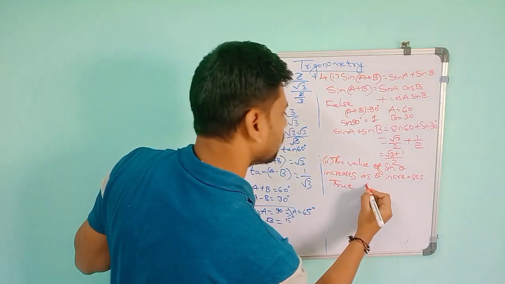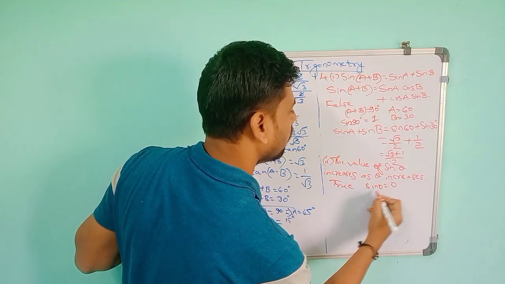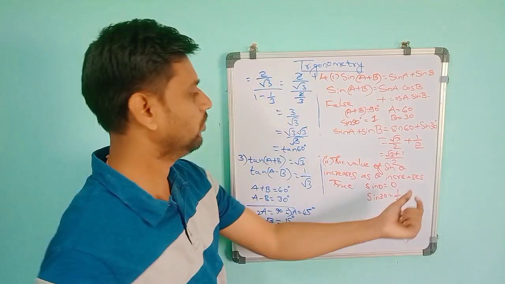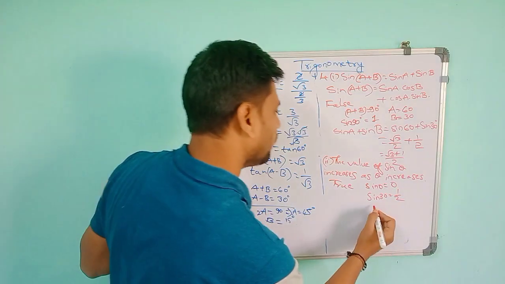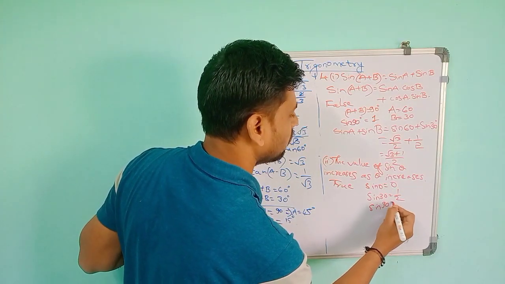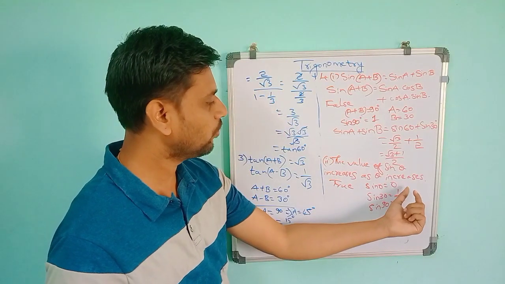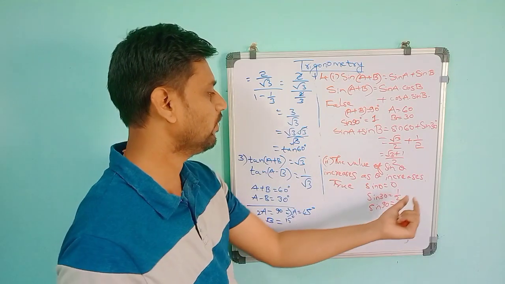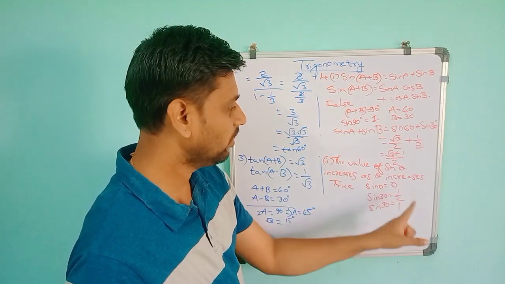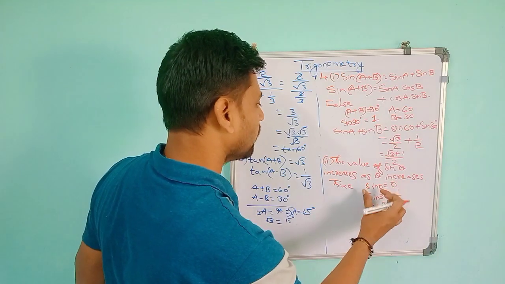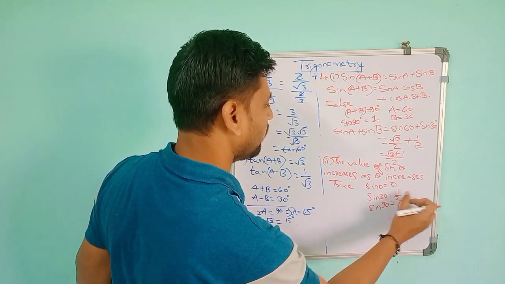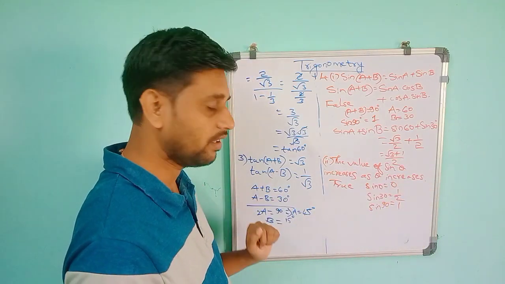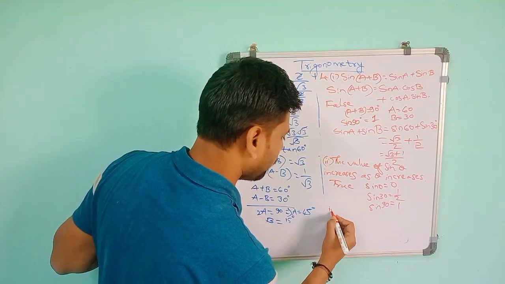If you take sin 0, it is 0. If you take sin 30, it will be 1 by 2. So it is increasing: first it was 0, then it is 1 by 2. If you take the last angle, sin 90 is 1. So it is increasing from 0 to 1 by 2, then 1 by root 2 for sin 45, root 3 by 2 for sin 60, and sin 90 is equal to 1. So as theta increases, the value of sin theta increases from 0 to 1. So it is right. Like that, third one.